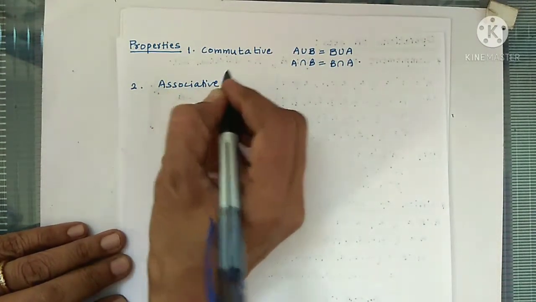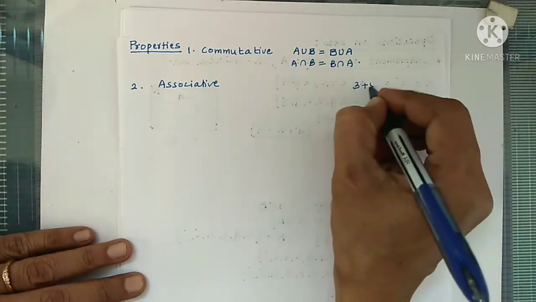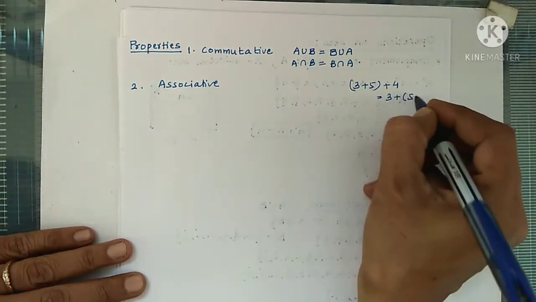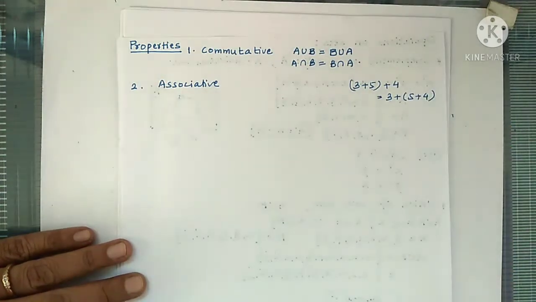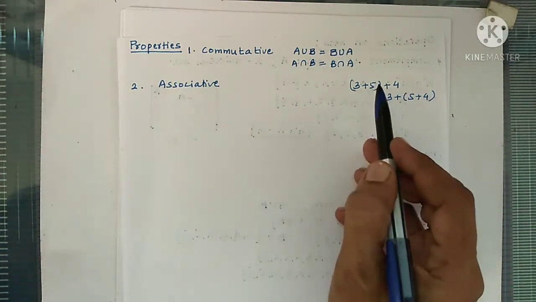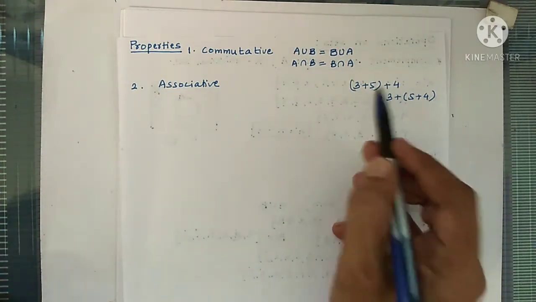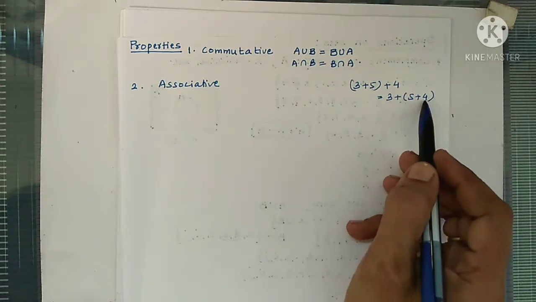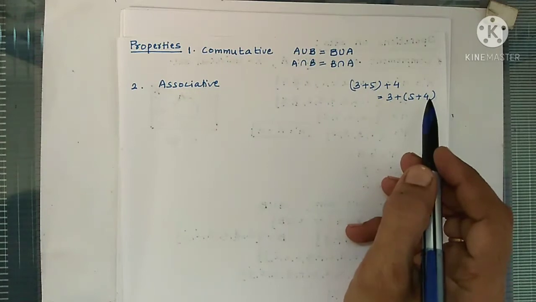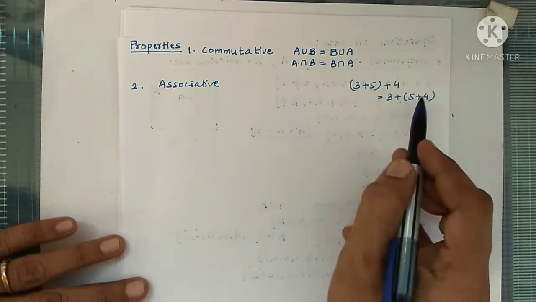Associative property means if we write, say, (3 plus 5) plus 4, it is the same as 3 plus (5 plus 4). So what is the difference here? The difference is that here I have put a bracket for 3 plus 5. That means we are adding 3 and 5 first and then adding 4 to it. And here the bracket is for 5 plus 4. That means first we have to add 5 and 4 and then add this sum to 3. And still we get the same thing. So the bracket changes here.